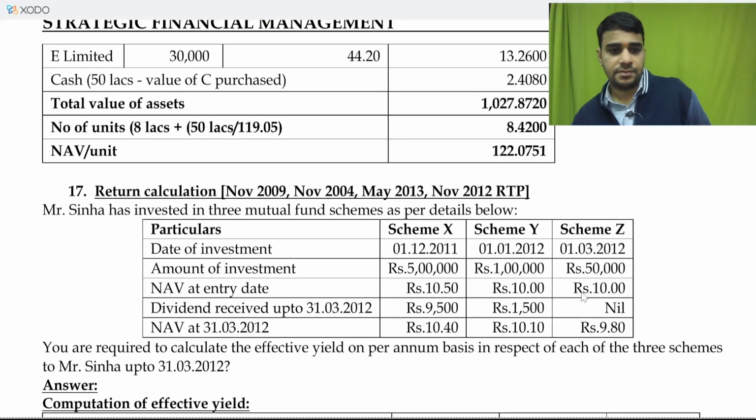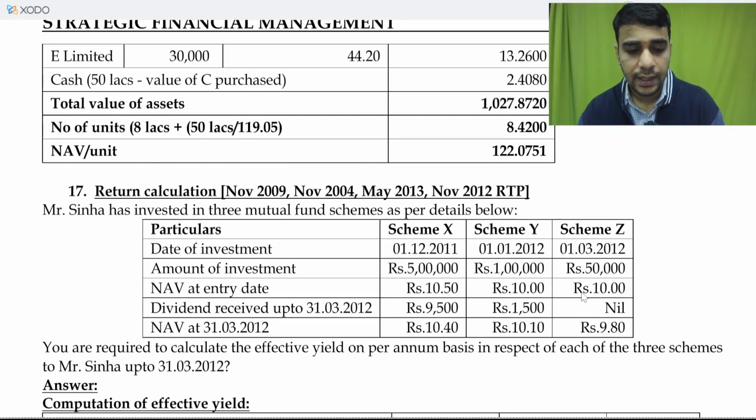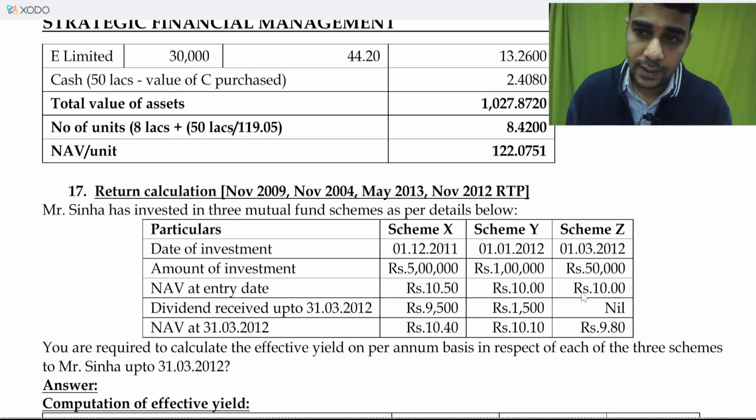Let's come to this. Mr. Sinha has invested in three mutual fund schemes as per details below: date of investment, amount of investment, NAV at entry date, dividend received up to 31/3/2012, NAV at 31/3/2012. You are required to calculate the yield on a per annum basis in respect of the three schemes to Mr. Sinha up to 31/3/2012. Go through the question.